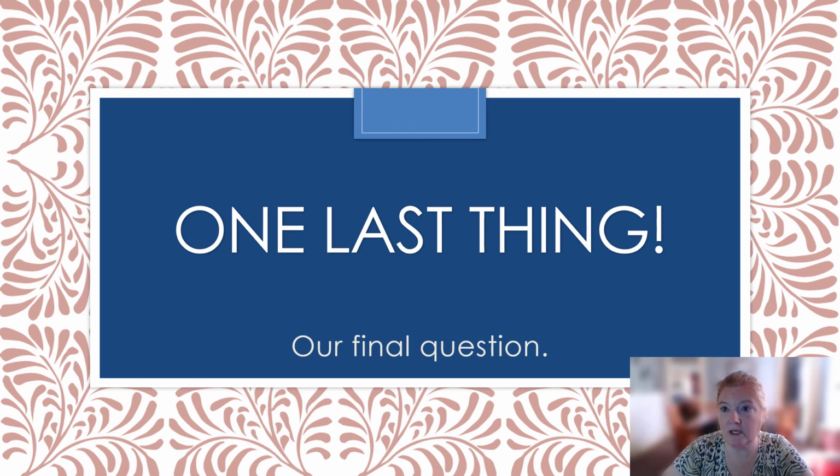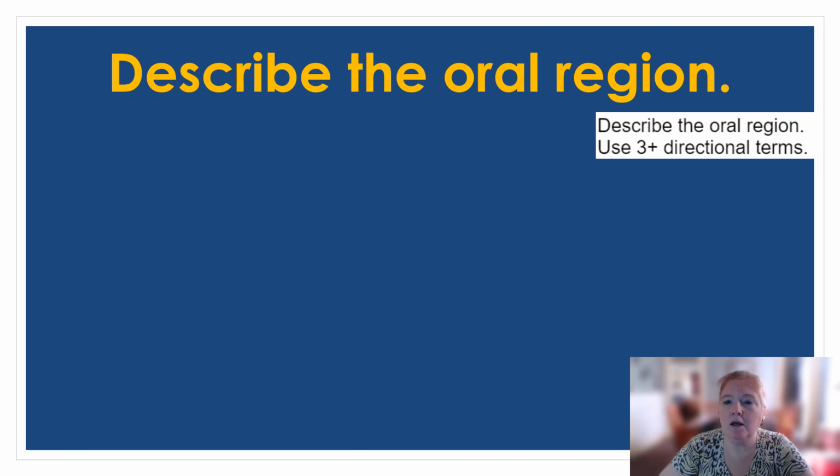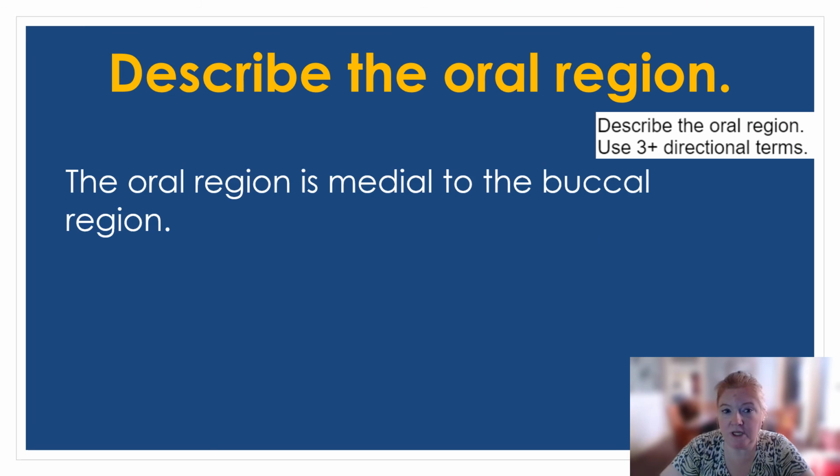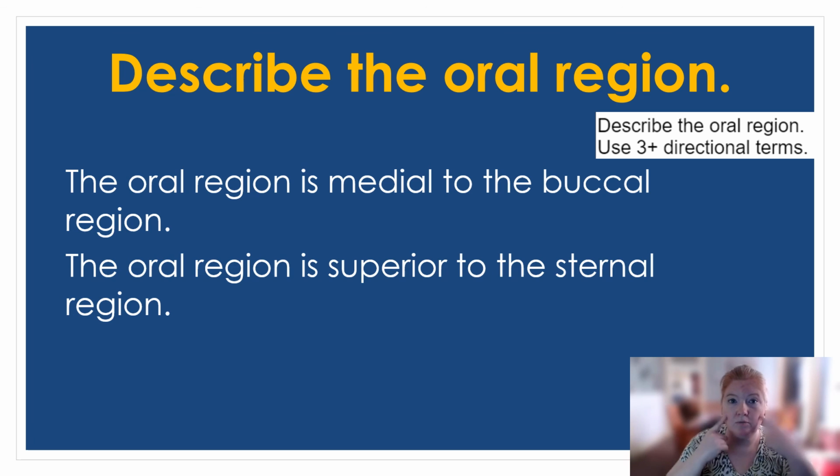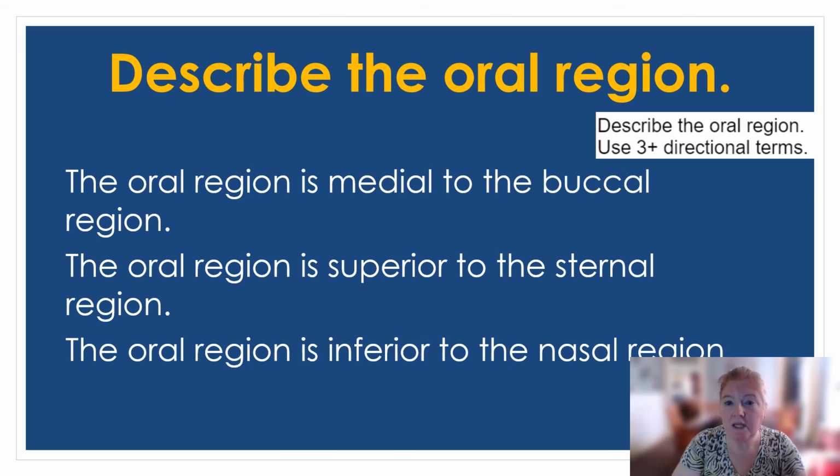And then we have one last thing. You would have to describe the oral region. So here's an example. The oral region is medial to the buccal region. That's one example. You have to describe it using 3 different directional terms. And there you have it.